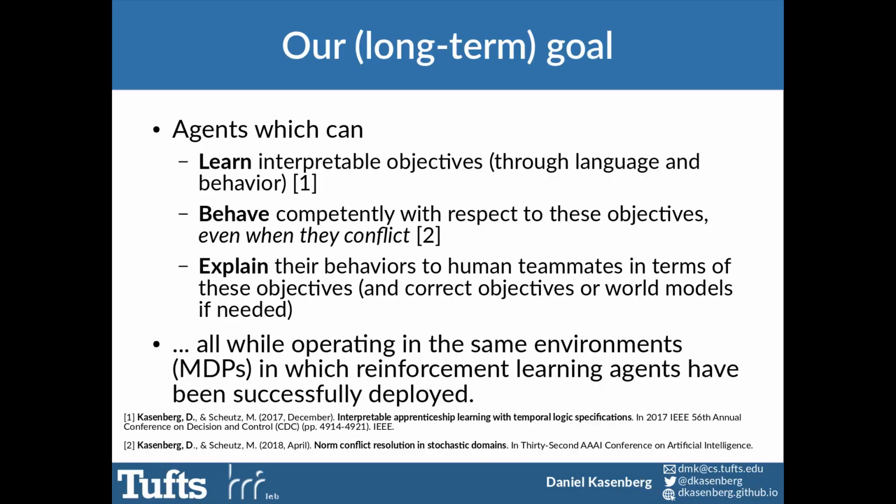At the HRI lab, one of our long-term goals is to develop artificial agents which can learn interpretable objectives both from language and from behavior, can behave competently with respect to these objectives even when they conflict, and can explain their behaviors to human teammates in terms of these objectives and correct either their objectives or their world models as needed, all while operating in the same environments, namely Markov decision processes, in which reinforcement learning agents have been successfully deployed.